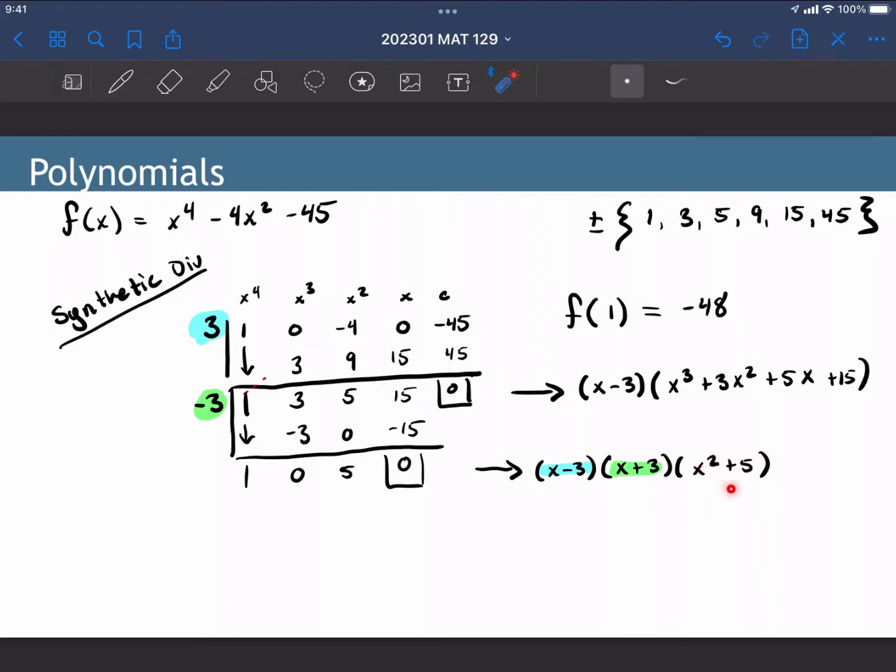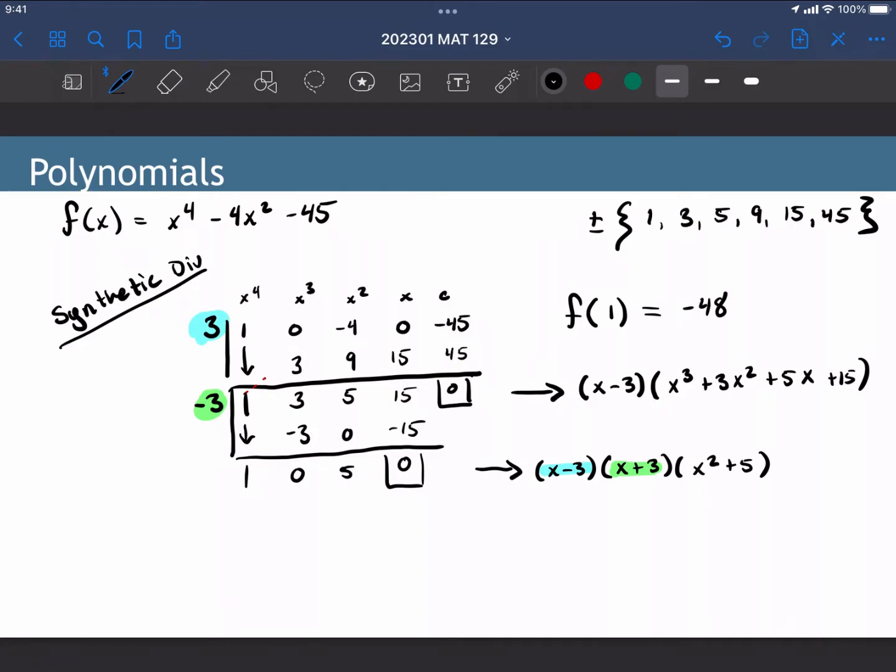Because how would you factor? Well, you can even solve that. It's a little scratch work on the side, right? And so you're going to get what? X equals plus and minus square root of 5i, right? So it has complex roots, which should make sense.